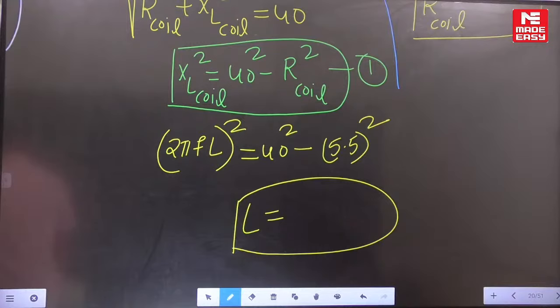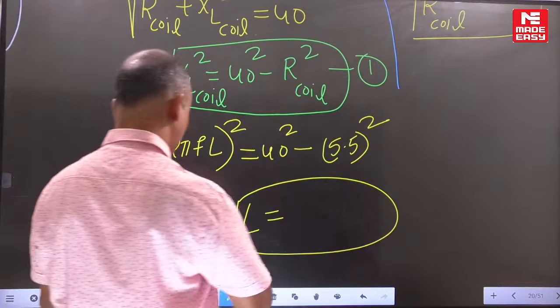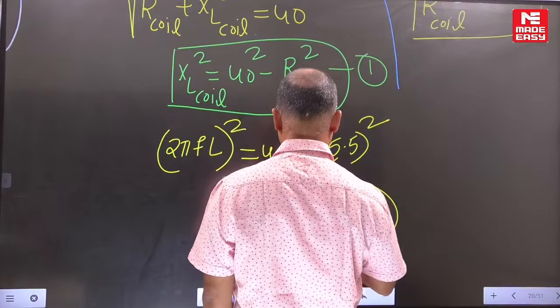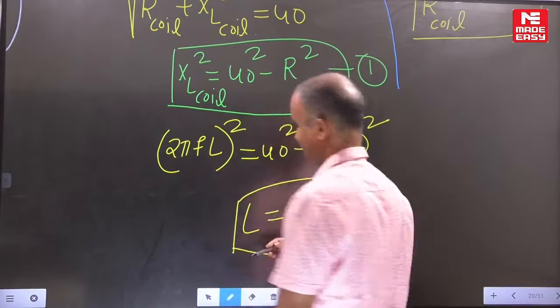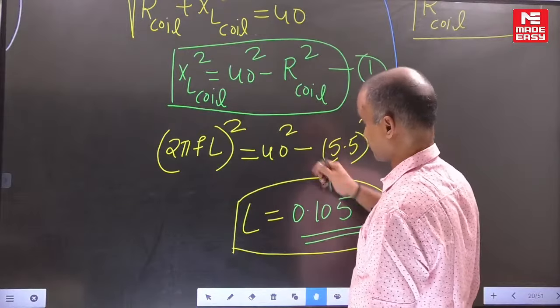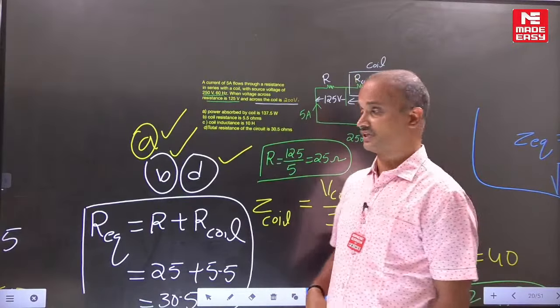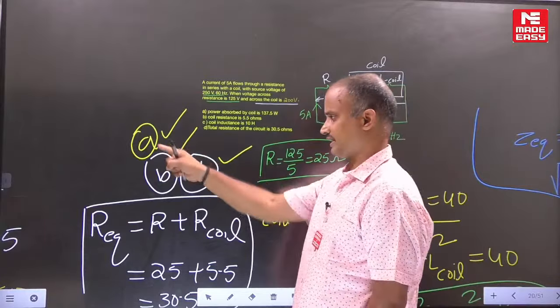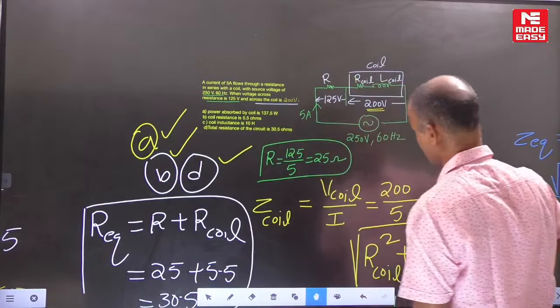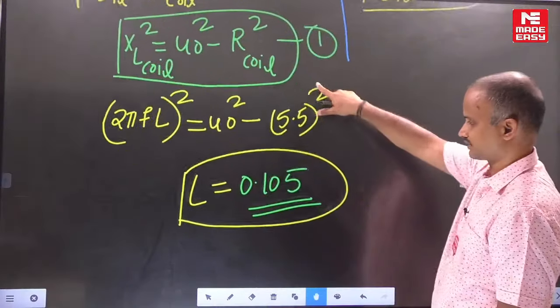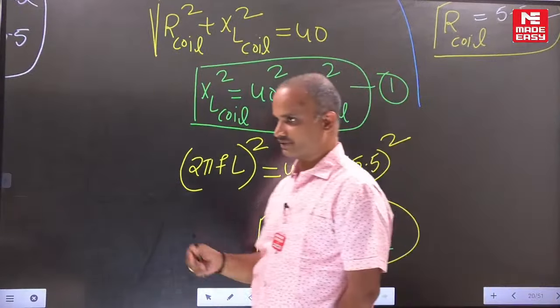Can you find out the inductance value? 0.105. Many students are saying they are writing the same answer, 0.105. But if you observe our options carefully, in option C, what is the inductance given? 10 Henry. That means that is incorrect. So the correct options are A, B, D. In this example, except C, all the remaining options are correct.